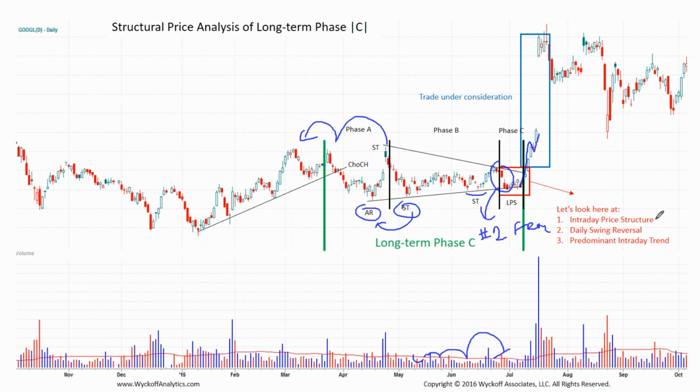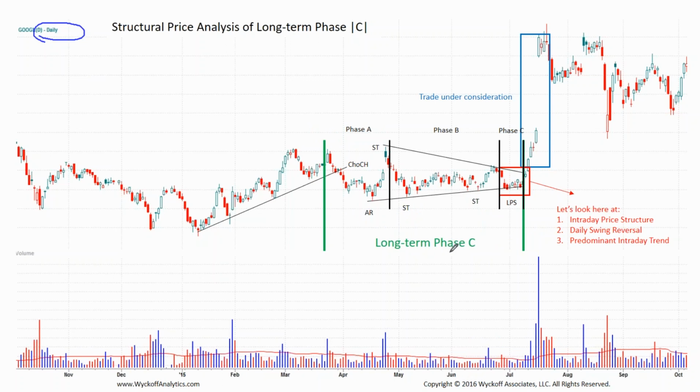So what we want to do next, now that we are at the daily, now that we are at this phase C, we're looking at phase C again, and there is another trading range right here. We can't really see it on the daily, so we'll go to the intraday. We want to understand the intraday price structure.